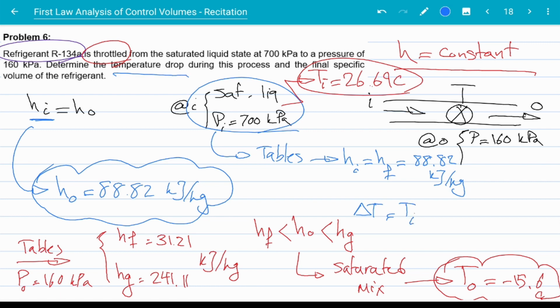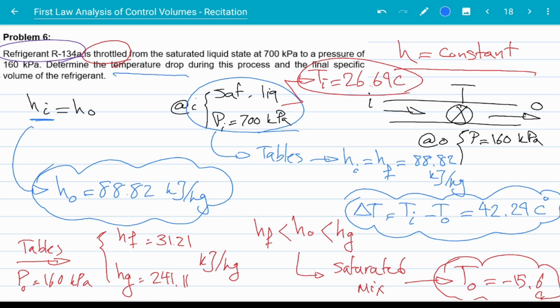Now, the change of temperature, because the problem asks for the temperature drop, is going to be temperature at the inlet minus temperature of the outlet. Plug in numbers, you get 42.29 degrees Celsius temperature drop. It drops from 26 to minus 15. Now the problem also asks for the final specific volume of the refrigerant, so let's get to that.